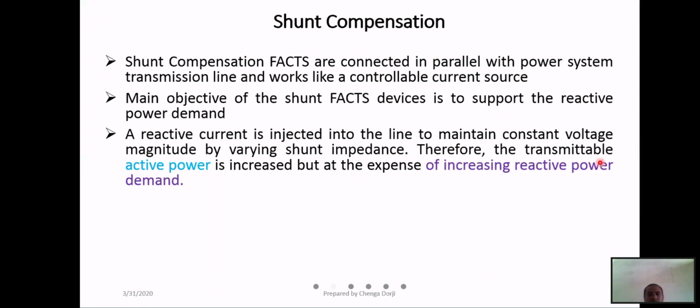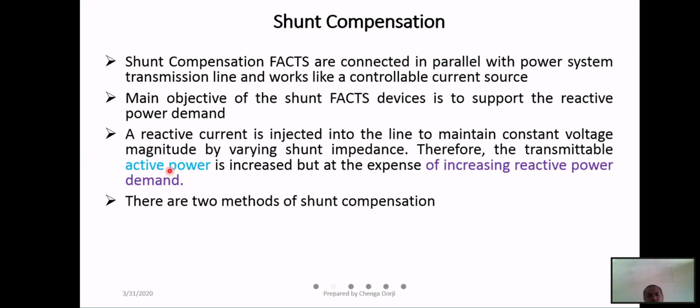Therefore, the transmittable active power is increased, but at the expense of increasing reactive power demand. As the transmittable active power is increased, the demand for reactive power will also increase. That is at what cost it is. You can inject the reactive current to the system by varying the shunt impedance, thereby increasing the active power, but it results in an increase of the reactive power demand. That is another thing you have to keep in mind.